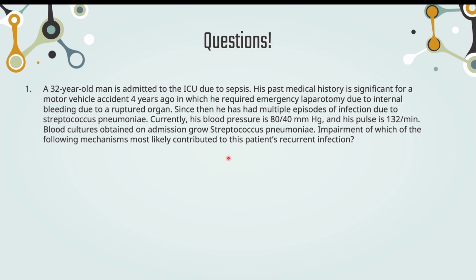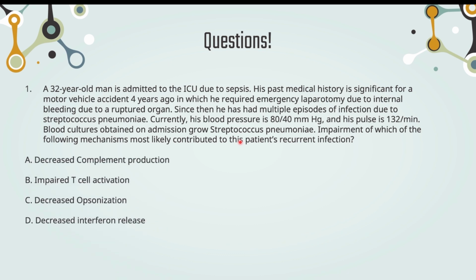Now you need to understand that the patient probably had splenectomy. All right. So there was internal bleeding because of ruptured organ. Since then, there is recurrent encapsulated organism infection. So most likely there was splenectomy. So what function was impaired after splenectomy? So let's look at the options. Is it decreased complement production, or impaired T cell activation, decreased opsonization, or decreased interferon release?